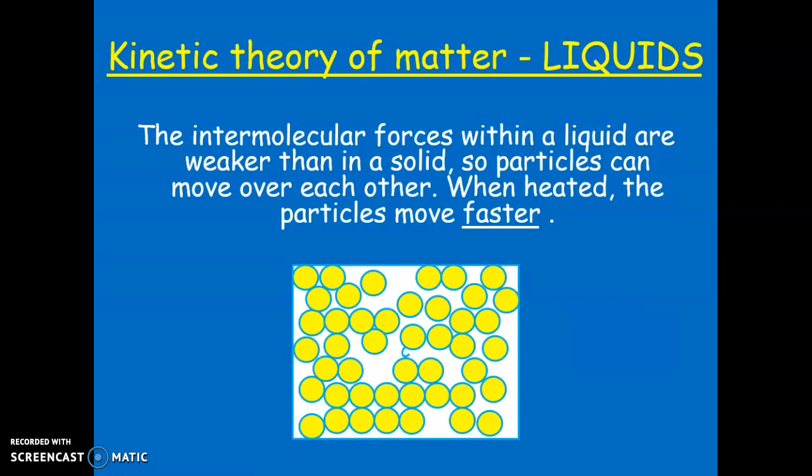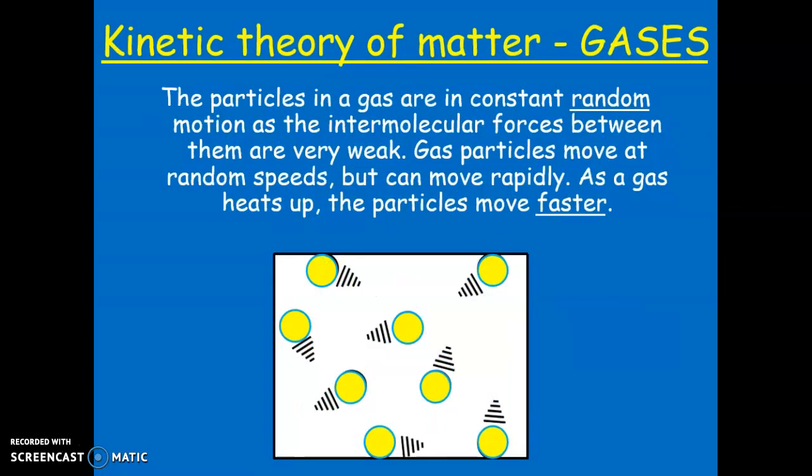In liquids, the intermolecular forces, that's the forces between the particles, are a bit weaker than in a solid, so particles can move over each other now. Again, they move faster when we heat them. And in gases, there is almost zero intermolecular forces between the particles. The bonds are broken, and there's very, very weak forces that are even causing the particles to attract each other. Gas particles can move around rapidly or slowly. They move at random speeds. And again, as the gas heats up, the particles move faster.